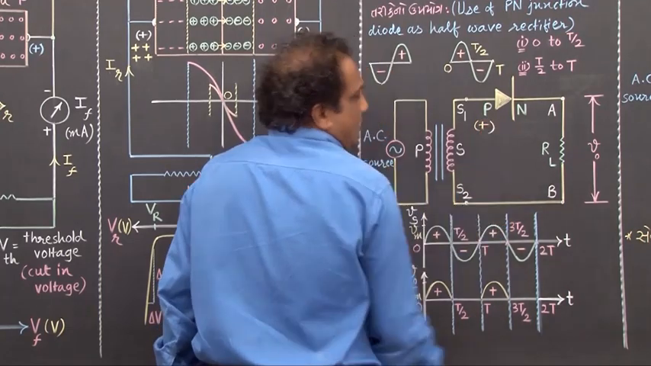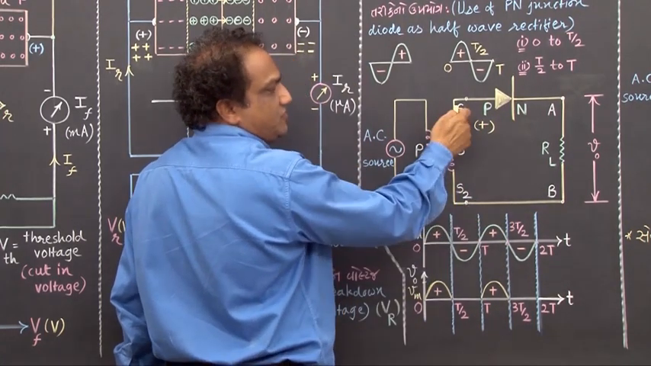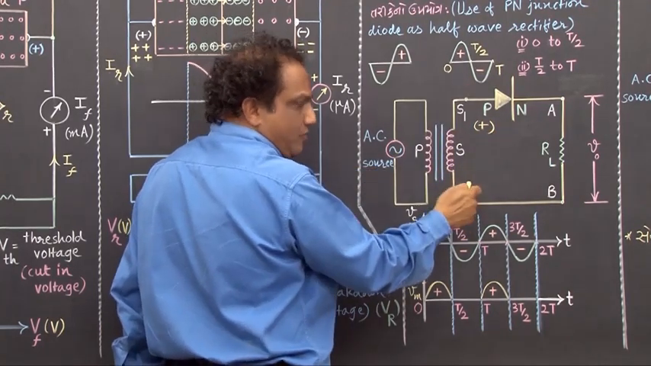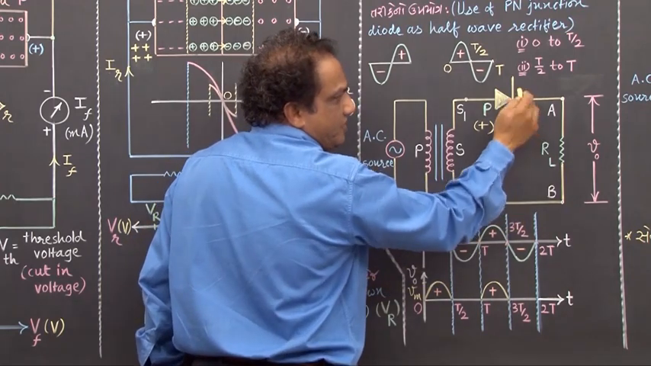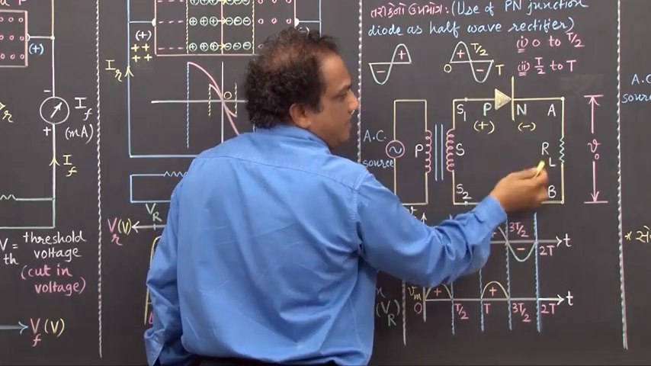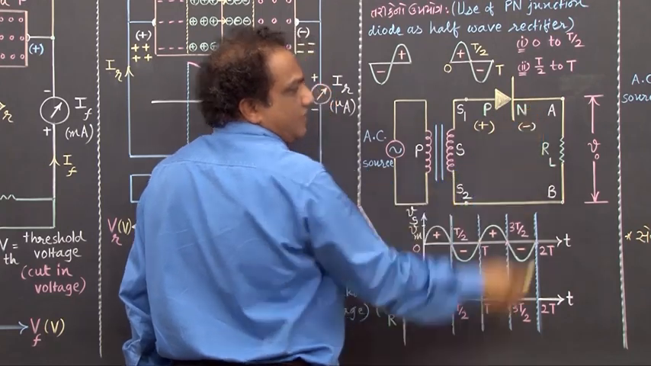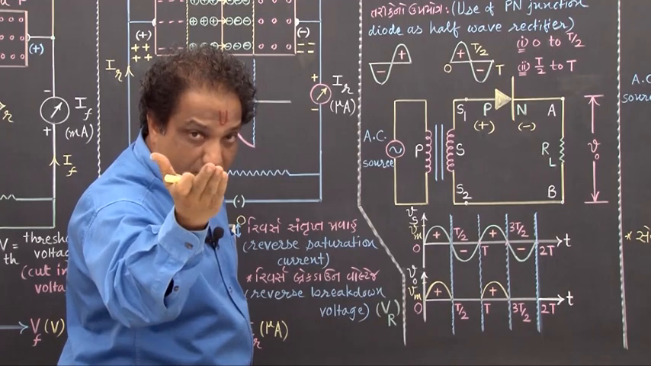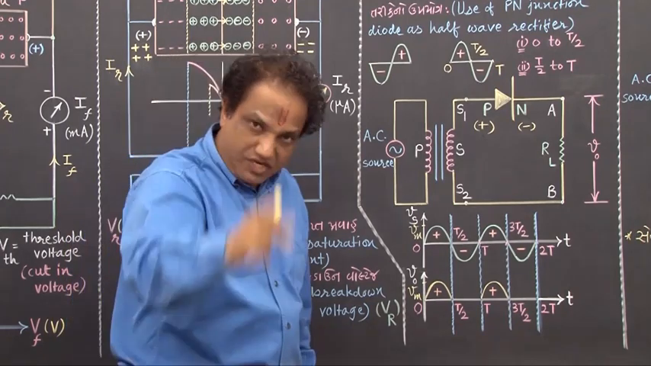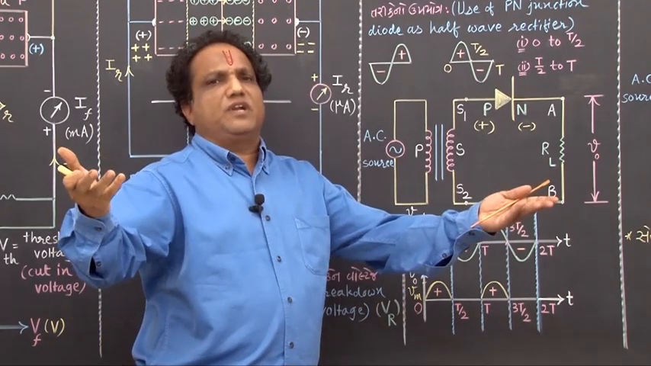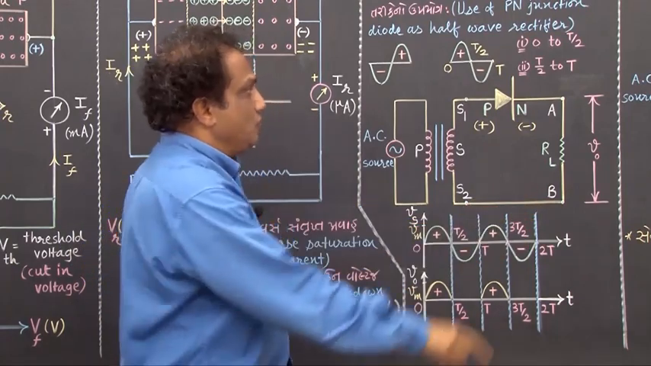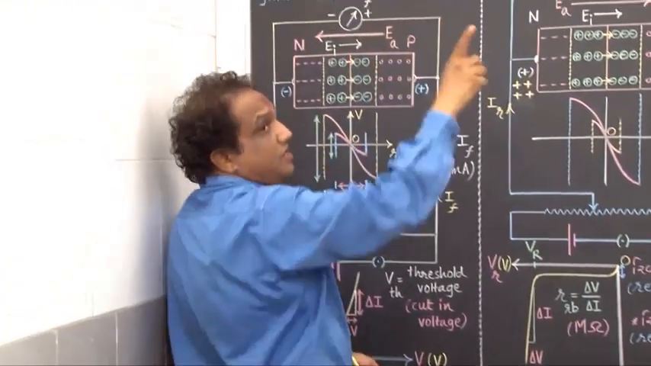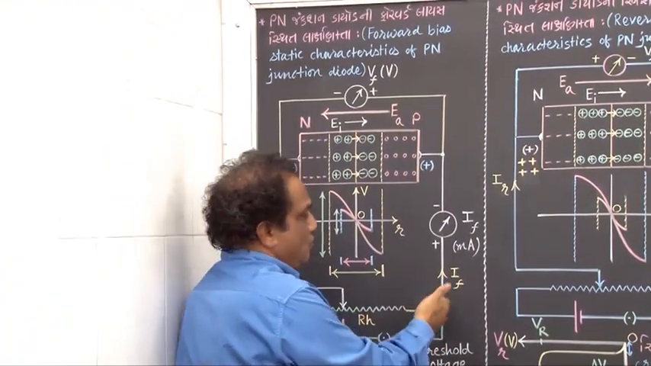With respect to S2, if S1 is at positive potential, then with respect to S1, S2 will be at negative potential. So P is positive and N is negative. It is nothing but forward bias condition. In forward bias condition, we have current passing through this PN junction diode.